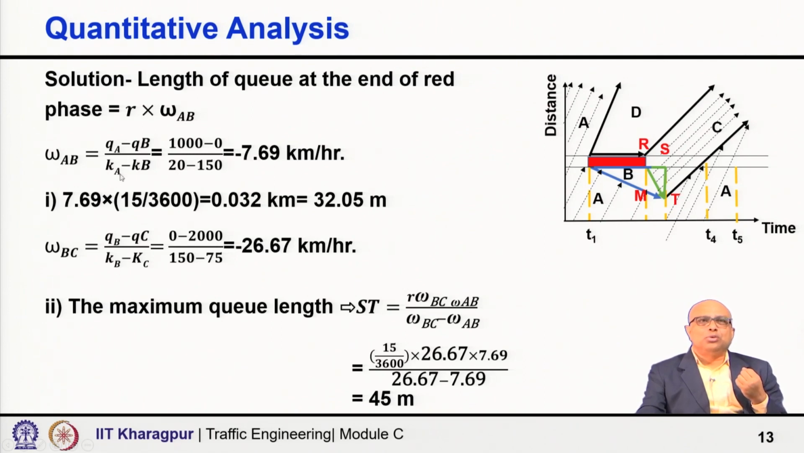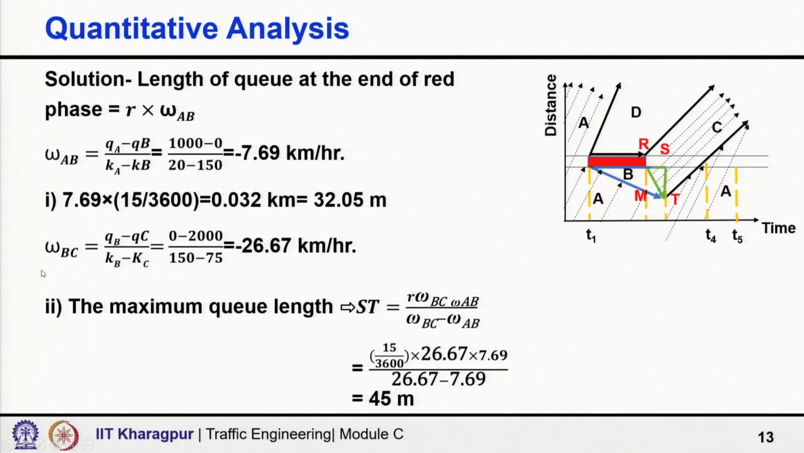So, then what will be the length of the queue? Length of the queue will be R into omega AB. Omega AB is 7.69 and R is 15 seconds divided by 3600 to convert that second into hour. So, you will get 0.032 kilometer, or 32.05 meters approximately. So, 32 meters is the length.